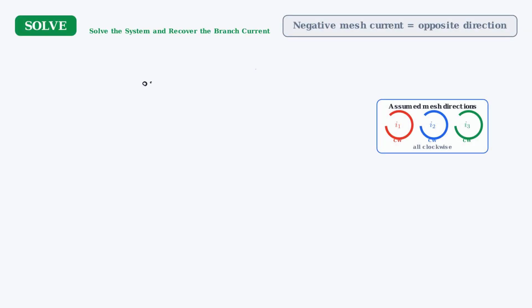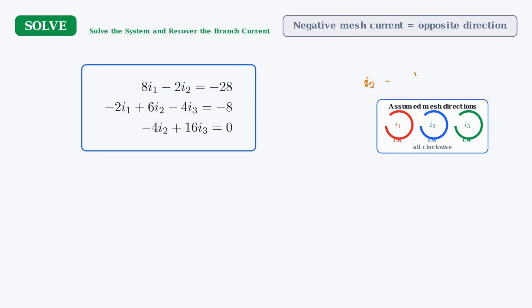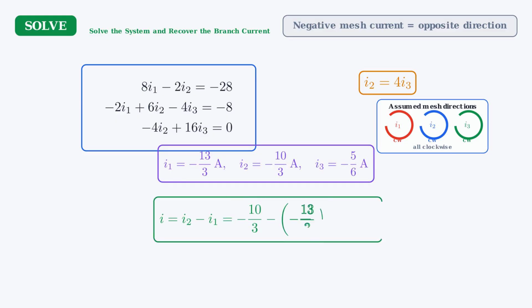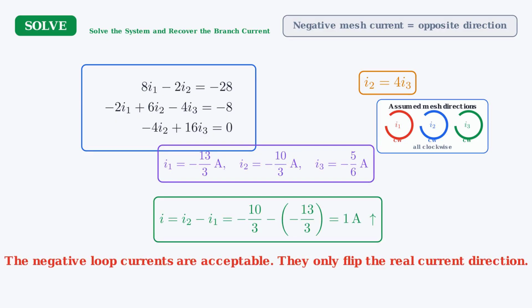From the third equation, I2 equals 4I3. Substitute that into the second equation and then use the first equation. The results are I1 equals negative 13 over 3 amperes, I2 equals negative 10 over 3 amperes, and I3 equals negative 5 over 6 amperes. All three mesh currents are negative, so the actual current directions are opposite to the clockwise arrows we assumed.